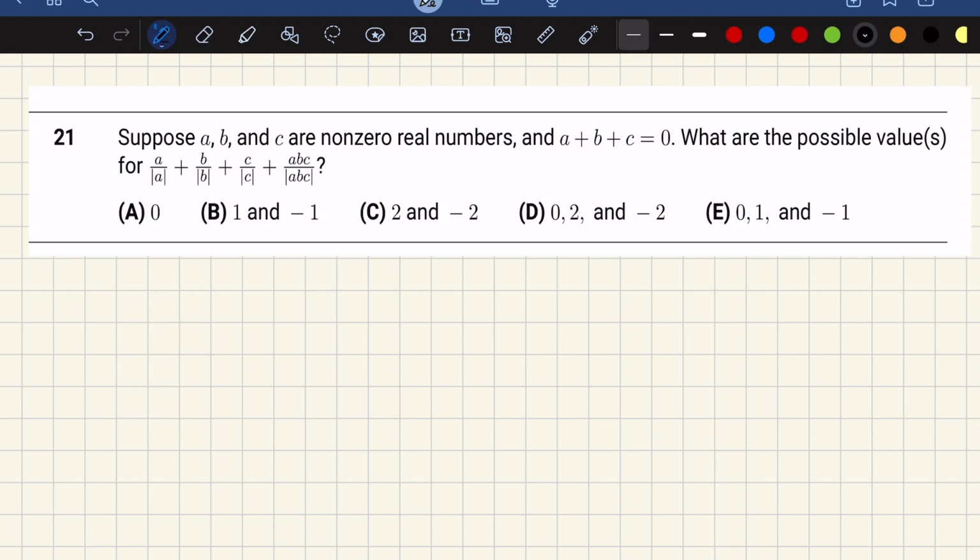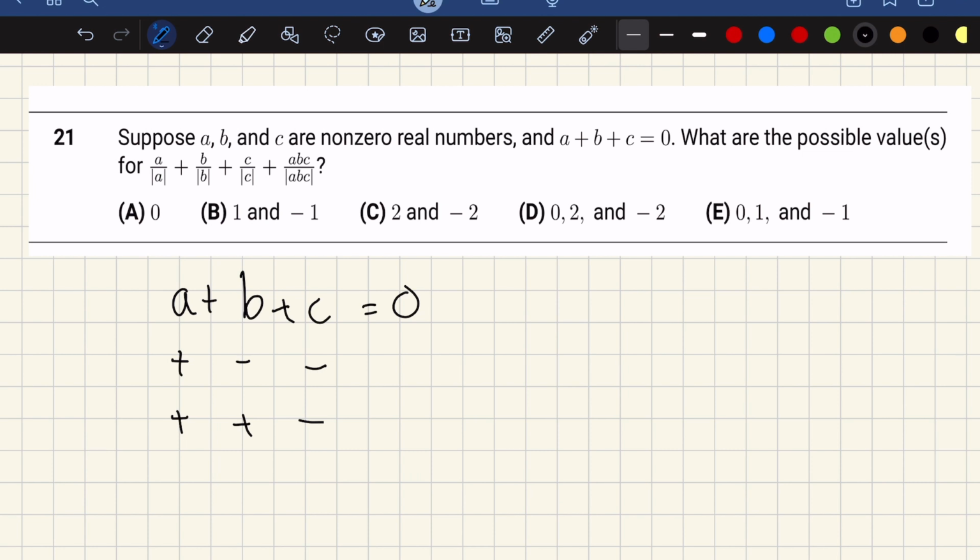Now, let's have a look at this expression here, a plus b plus c. Now, a plus b plus c equals 0. So what does that tell us? Well, it tells us that one of them has to be positive and two of them are negative, or it's positive, positive, negative, and it doesn't matter the order of them. They're all indistinguishable, they're all interchangeable.